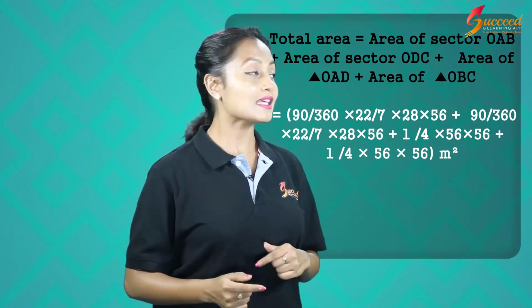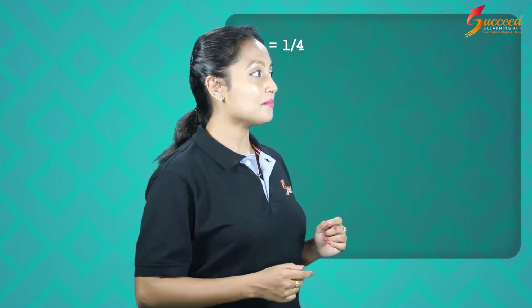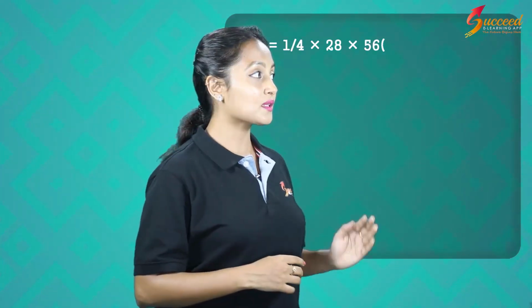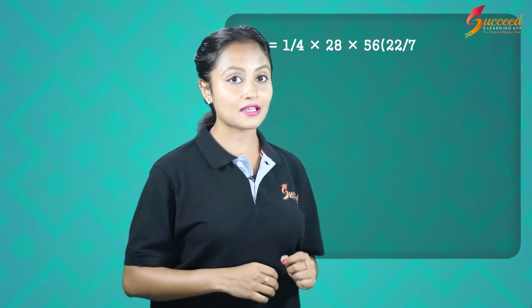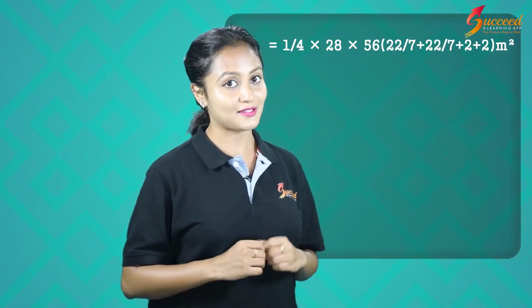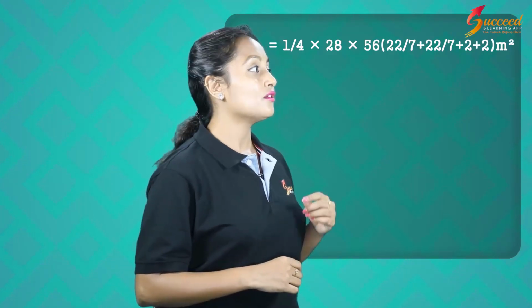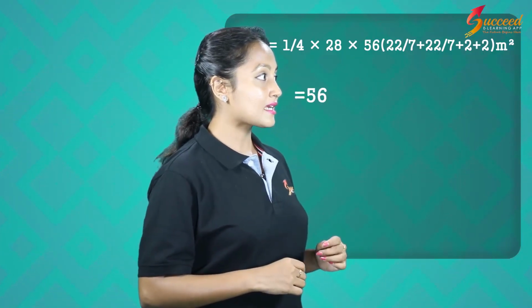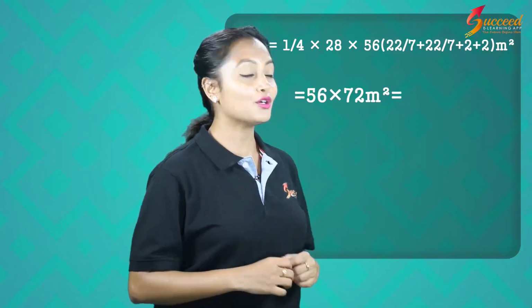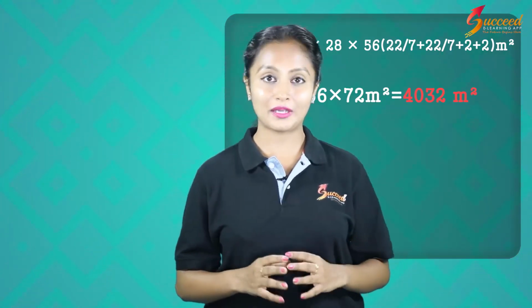Now, calculating this, we get 1/4 into 28 into 56, open the brackets, 22/7 plus 22/7 plus 2 meter square. Now, we get 56 into 72 meter square, which is again equal to 4032 meter square.